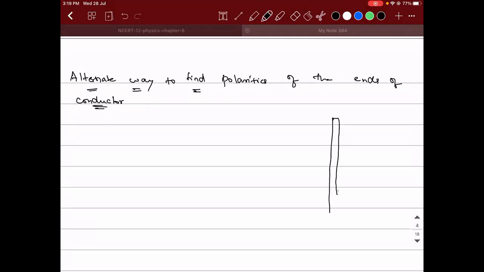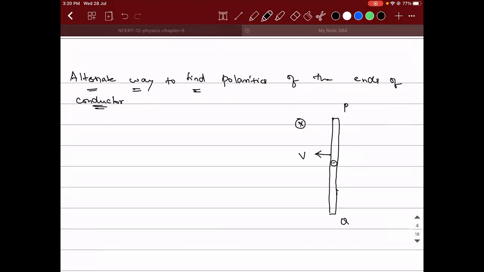Now see, there's a conductor. This end is P, this end is Q. So inside a conductor, you have free electrons. So if I take an electron, and let's say the conductor in the context given is moving in the leftward direction and the magnetic field is into the plane.